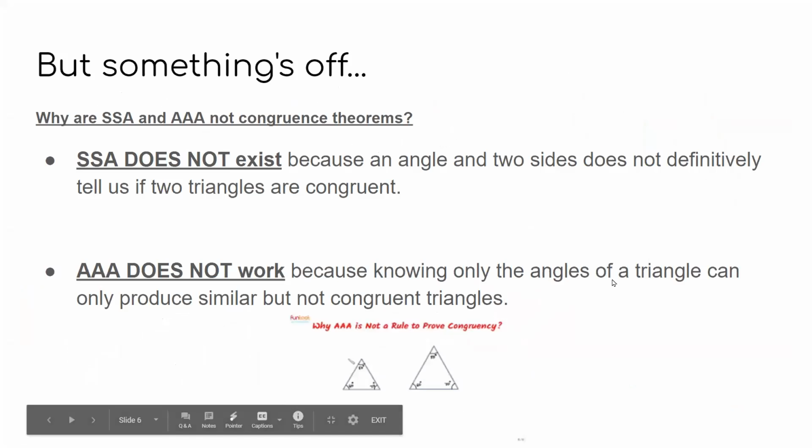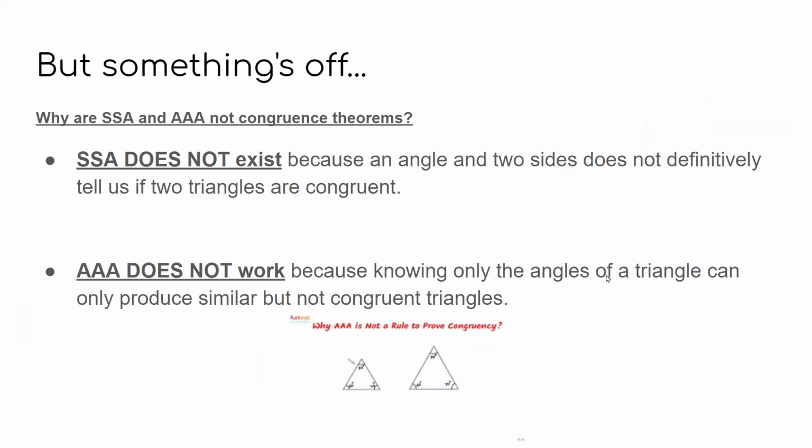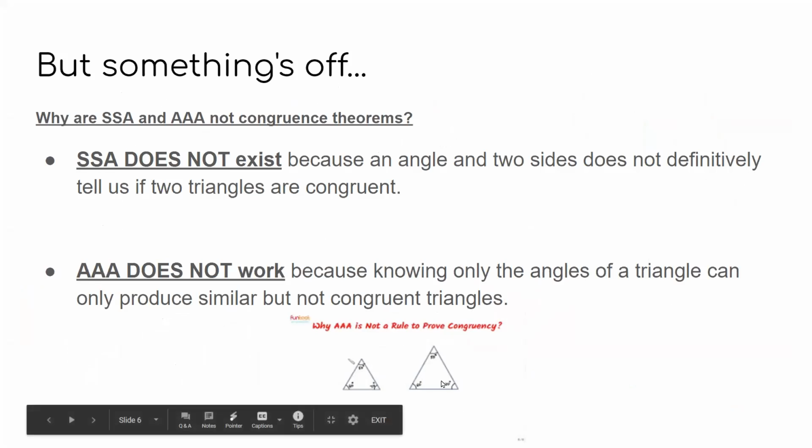So here's more practice problems if you want. Okay, so something's off. As I asked earlier if anyone knew any combinations that we didn't go over, here they are. We have SSA, which doesn't exist because an angle and two sides do not definitively tell us if two triangles are congruent, and AA doesn't work because there's nothing fixed about the side lengths. So here we can have similar triangles but not congruent.